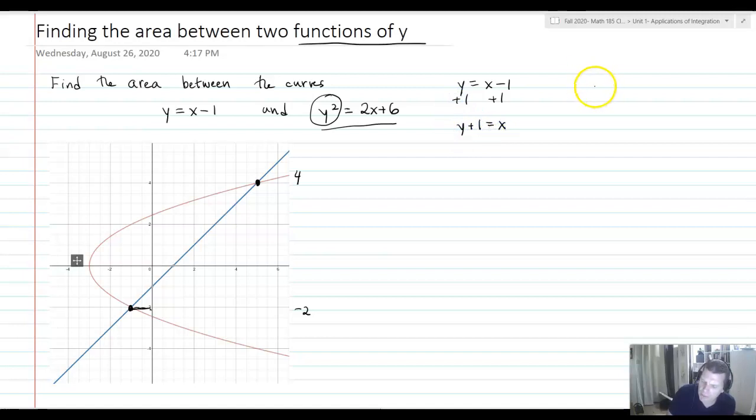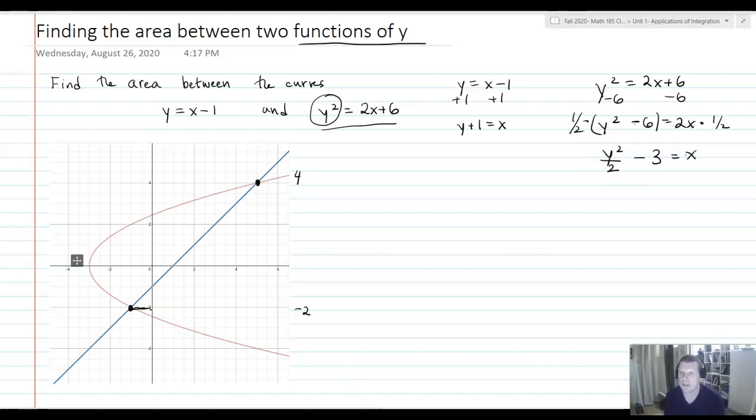Then for y squared equals 2x plus 6, we again isolate x, so subtract 6 from both sides. We get y squared minus 6 equals 2x, and then we'll divide by 2, or multiply by 1/2. What we end up with is y squared over 2 minus 3 equals x. So those are our two functions. Those are functions of y, right? The first one is linear. The second one is actually a parabola.